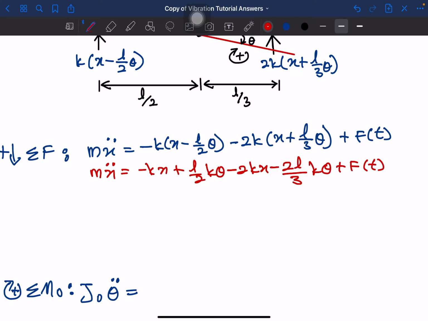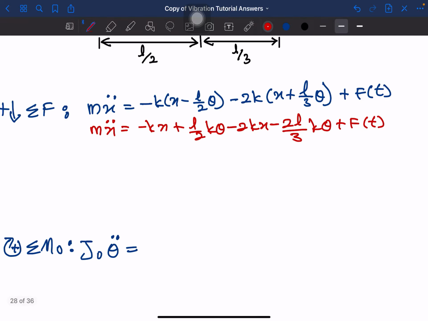Okay, now what you can do after this is further solve this. There are actually a few things that you can solve. So for example, negative kx and also negative 2kx, you can solve this and you'll get negative 3kx. Alright. So next, for kθ also you can solve. So solve that, you get negative l over 6 kθ. And lastly, you're left with Ft.